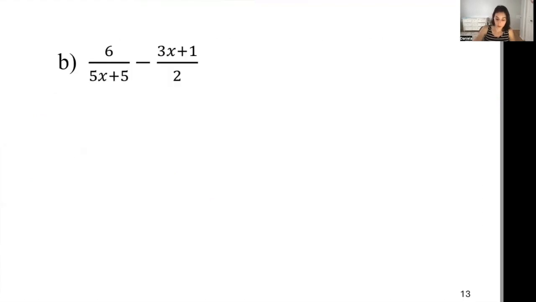So now we're going to be subtracting fractions. So adding and subtracting fractions, you must have a common denominator. Multiplying and dividing, you do not need a common denominator. So you're subtracting, we need a common denominator. How do you do that? You have to find the least common denominator, in other words, the LCD, right?